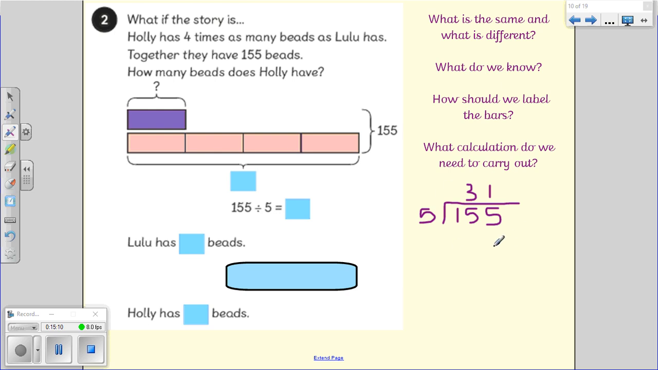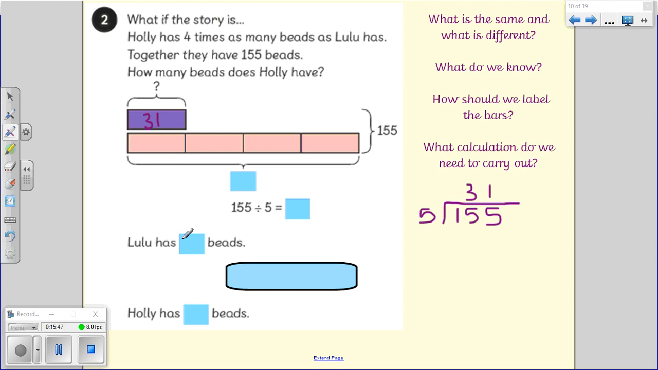What could I do to check my answer? Have a think. Well, I could do the inverse. I could do 31 times 5, because that's the inverse. And if I got the answer 155, then I know I've got it correct. So this tells me that each part is worth 31. So if I wanted to, I could fill in that each part is worth 31. So the first part of my question has already been answered.